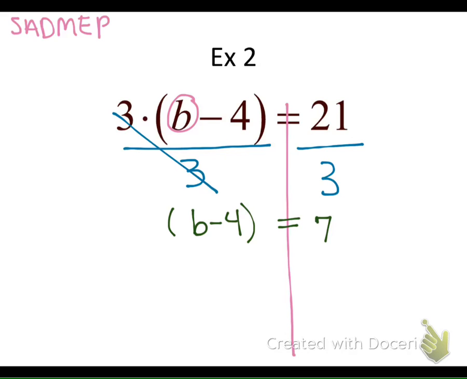Step 2, now I'm ready to solve. My goal is to get the b by itself. So how do I get the b by itself? 7 minus 4. Plus 4. Why am I going to plus 4? Because it's minus 4, so the inverse operation of minus 4 is plus 4. If I add 4 on one side, I add it on the other. Show that that cancels. Now I can just bring down the variable b by itself. I don't need to worry about the parentheses. So b equals, what's 7 plus 4? 11.